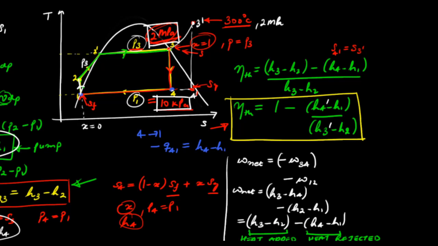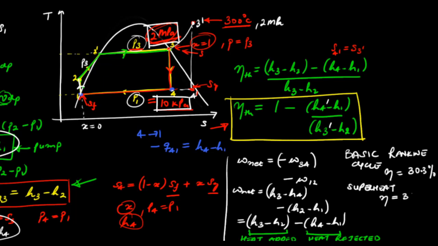So if you go over this whole process and plug in the values, what you will get is that for the basic Rankine cycle, you will get an efficiency of 30.3%, whereas with superheat, for these conditions that I have given, you will get an efficiency of 31%. And I leave this calculation as an exercise for you.